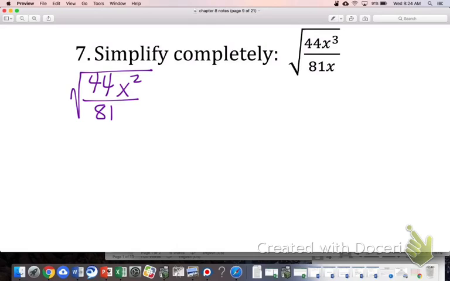Guys, I saw a lot of good answers. I'm still seeing more good answers here. This should end up going to 2x times the square root of 11. Square root of 81 is 9.